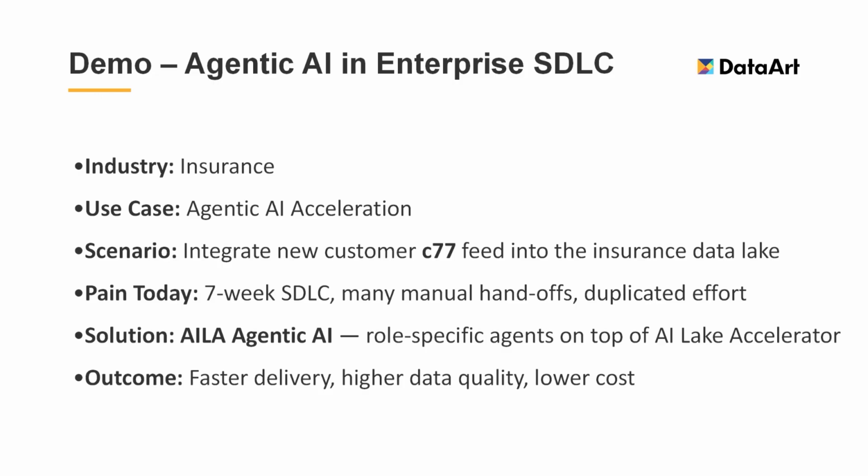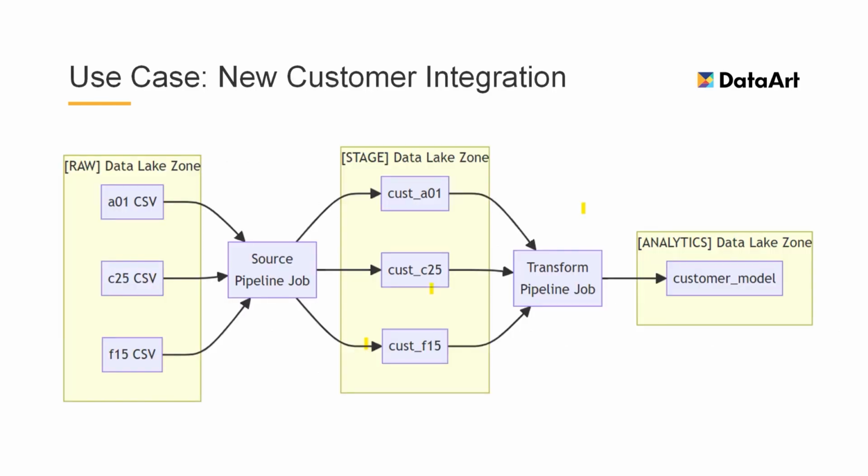Let's assume that today, the insurance data lake ingests three customer CSV feeds, A01, C25, and F15. Each feed lands in its own raw zone location. A source stage job automatically picks it up, applies customer-specific mapping rules, performs a single transform pass, and publishes the results to the analytics zone. All mappings, data quality checks, and job configurations are still created and maintained manually, which adds effort and risk.